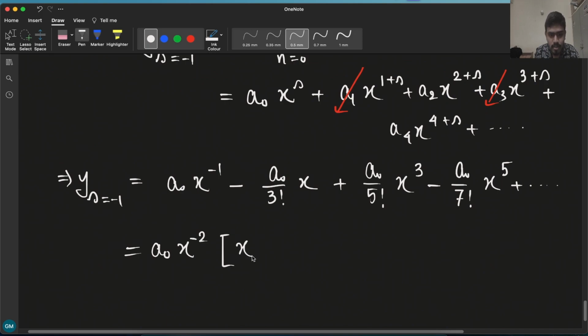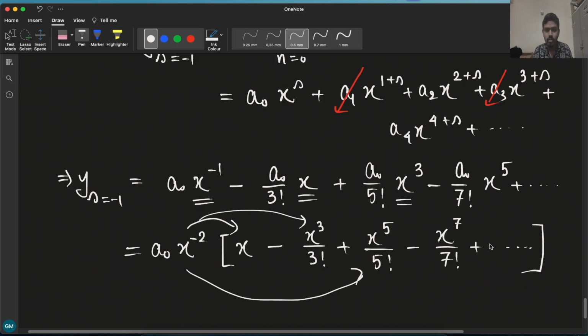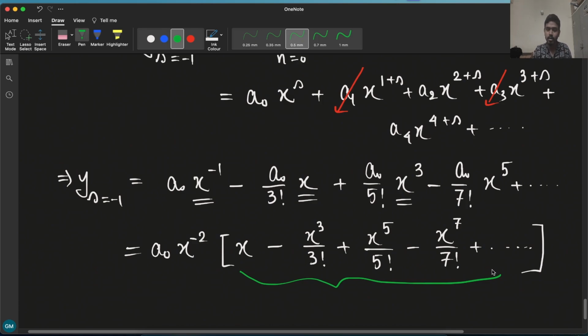So the series will be then x minus x cube by 3 factorial plus x to the power 5 by 5 factorial minus x to the power 7 by 7 factorial plus dot dot dot, right? So if I multiply x to the power -2 here, you will get x to the -1. If I multiply it here, you will get x. If I multiply x to the power 5 with x to the -2, you will get x to the power 3. So this step is correct.